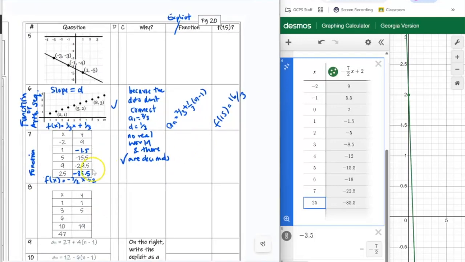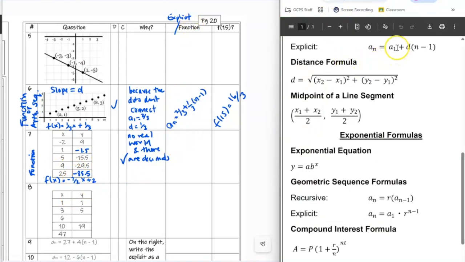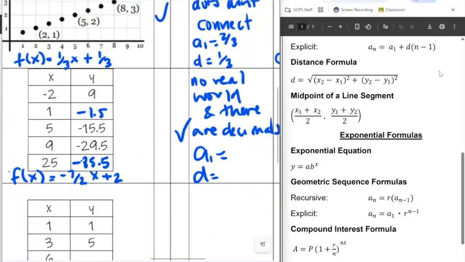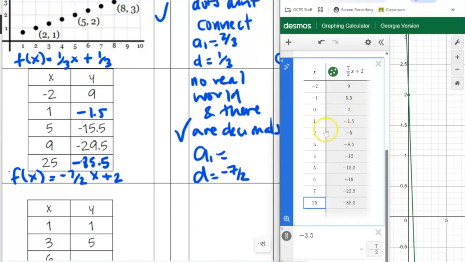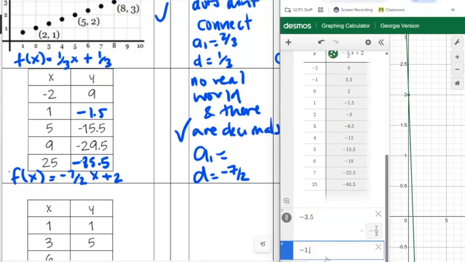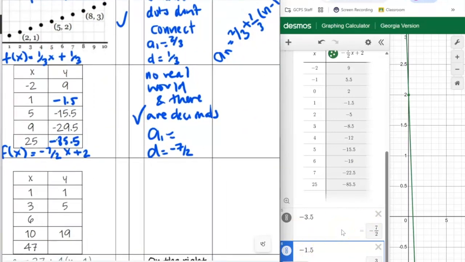All right, so now that I have the function notation, can we go ahead and change this function notation into an explicit function? So again, remember 2 things that I need for an explicit function, the first term and the common difference. So what is A1 equal to? What is D equal to? All right, so common difference is the same as slope, which is negative 7 over 2. And A1, I'm going to go look at my table again, where the first term is negative 1.5, and I'm just going to make that into a fraction.